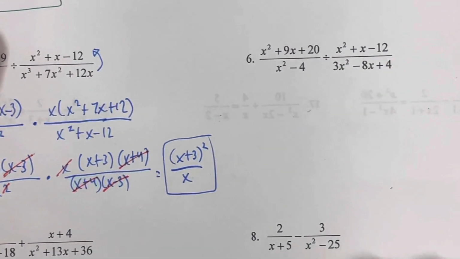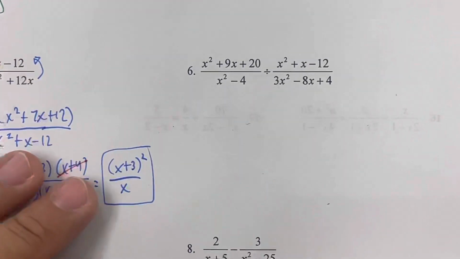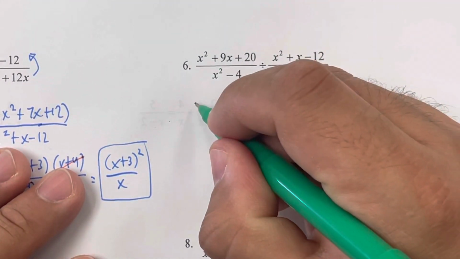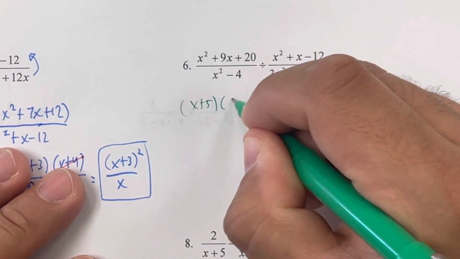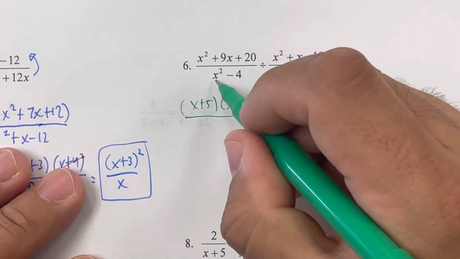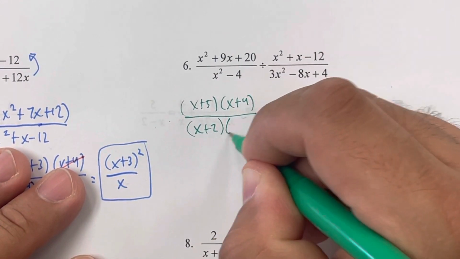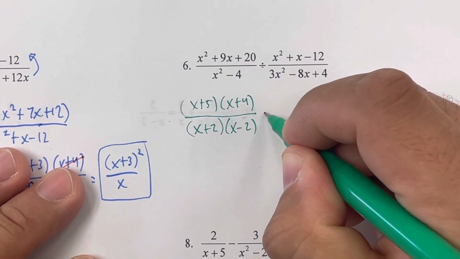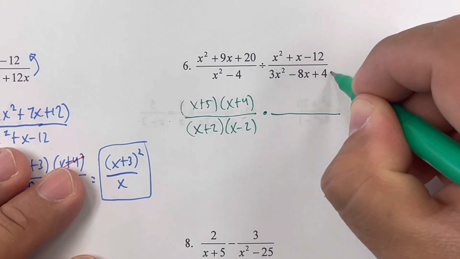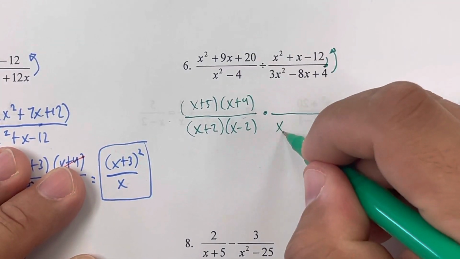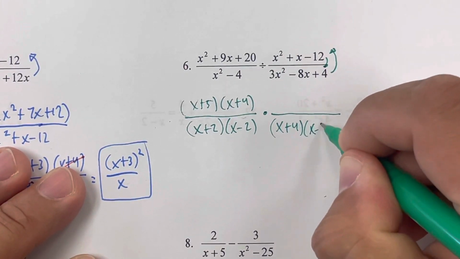On to number 6. For number 6, again we have this division, so I'm going to factor this, x plus 5, x plus 4, difference of 2 squares, square root of that is x, the square root of that is 2, 1 positive, 1 negative. Multiply, we're going to flip this over so this will come to the top, and this will go to the bottom. So this one I can factor x plus 4, x minus 3.